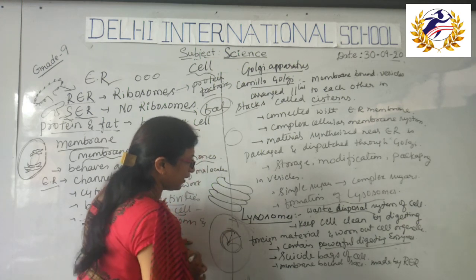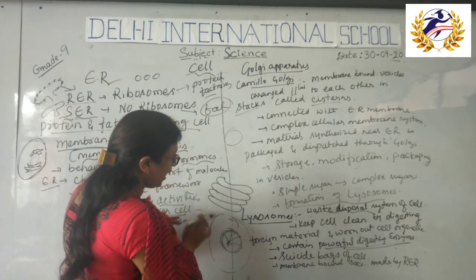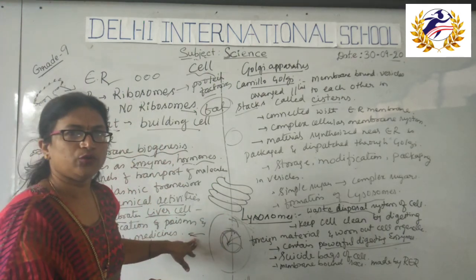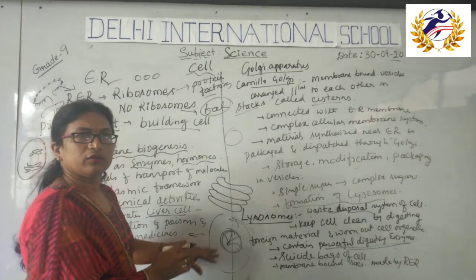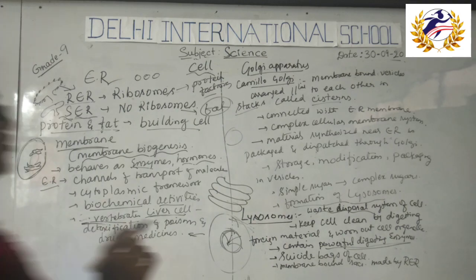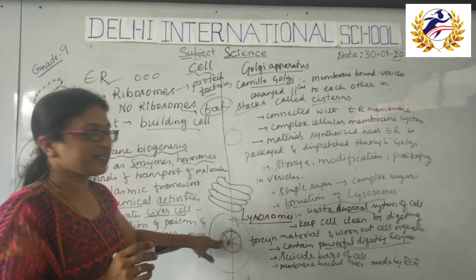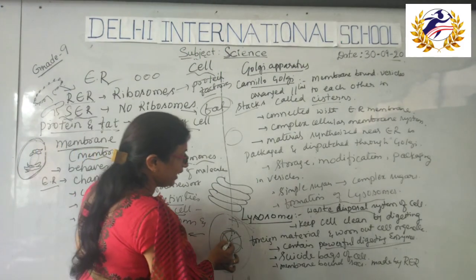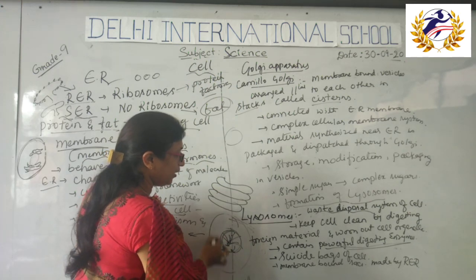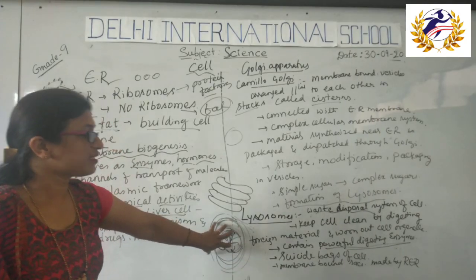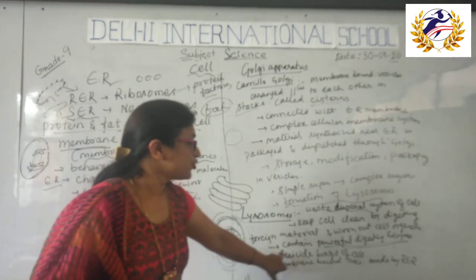This is the cell and this is the lysosome. When the cell becomes dead, it may affect the neighboring cell. That's why the lysosome releases the digestive enzymes and damages the cell. That's why it is called the suicide bag. It is also called the suicide bag of the cell.